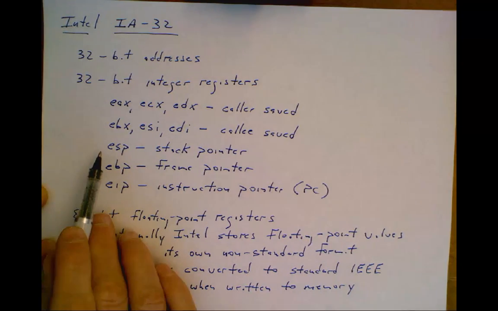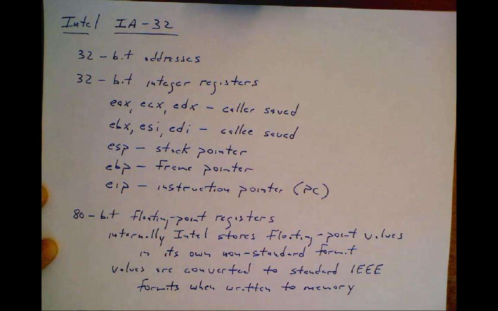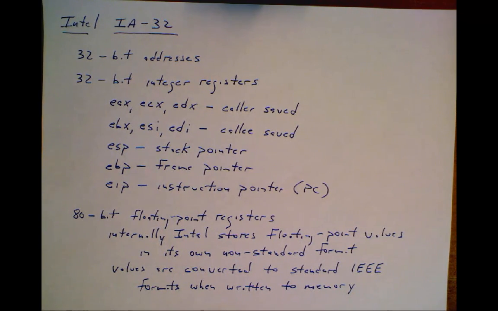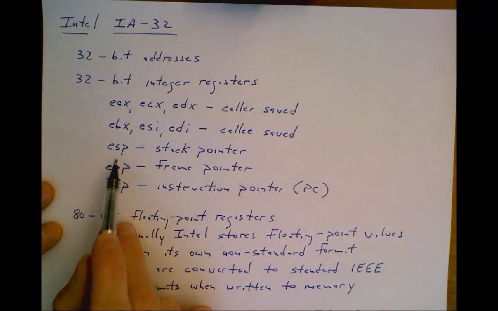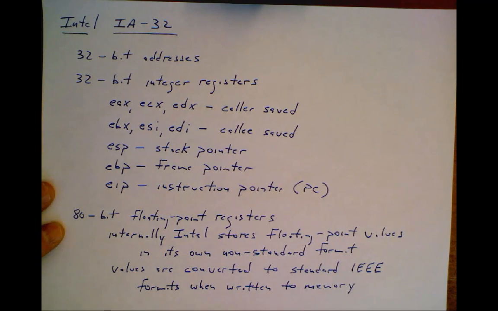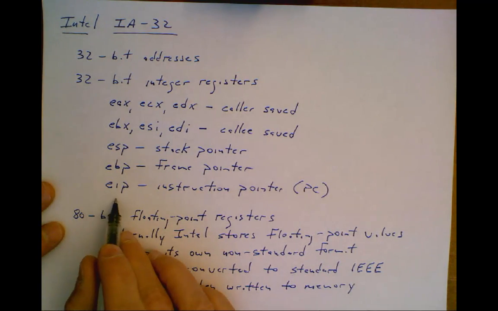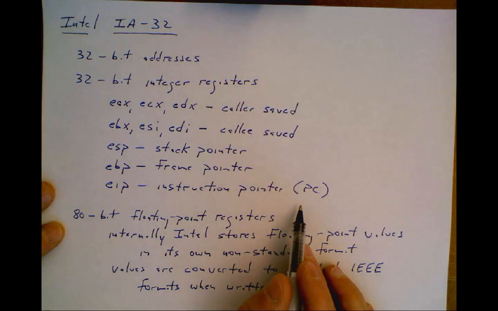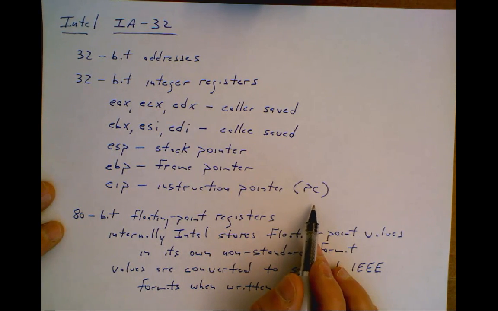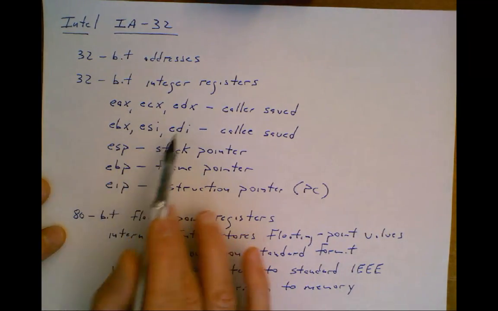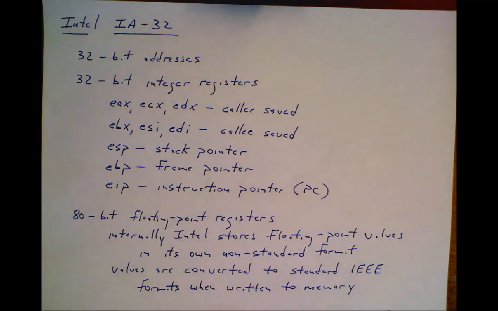And then there are 3 particular registers used to support the execution of the machine and function calls. So there's a stack pointer that points to the top of the stack. There's a frame pointer that points to the topmost frame on the stack, and there's an instruction pointer, which often would be referred to as the program counter for the machine. By the way, these E's on here all stand for the word extended.